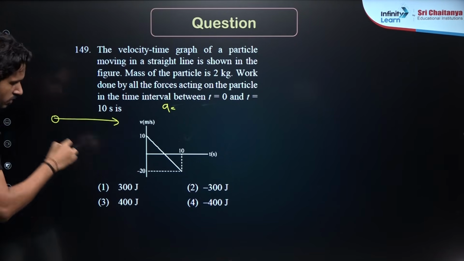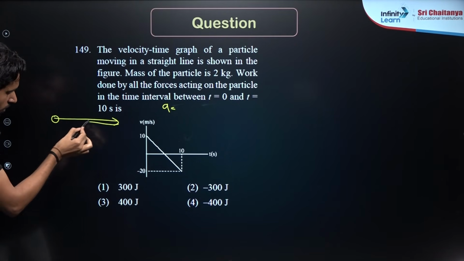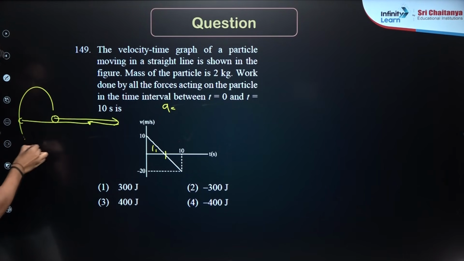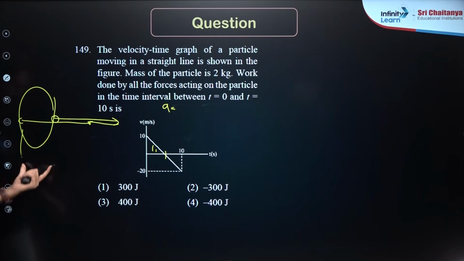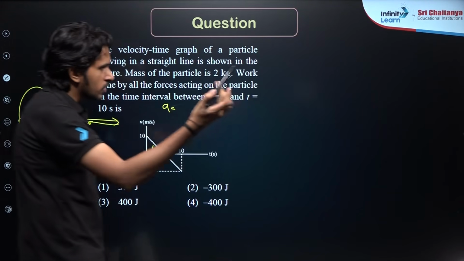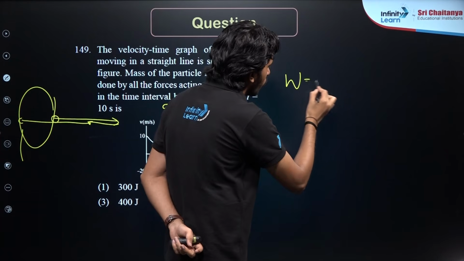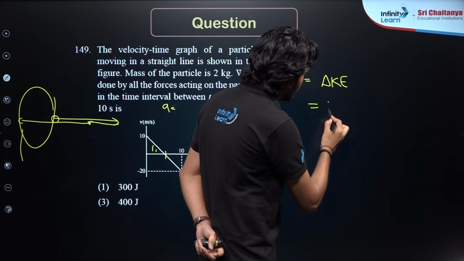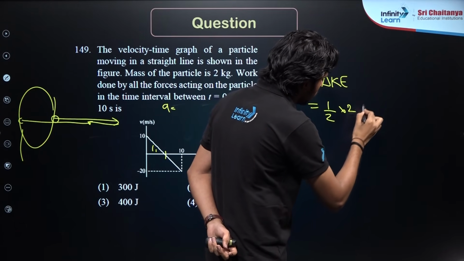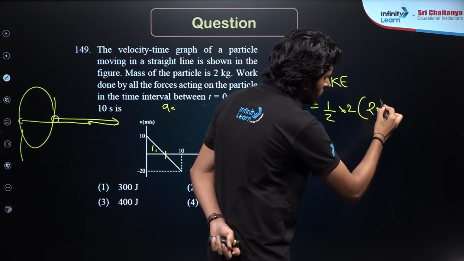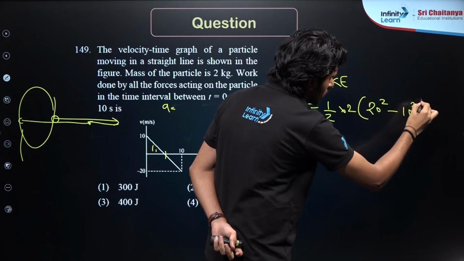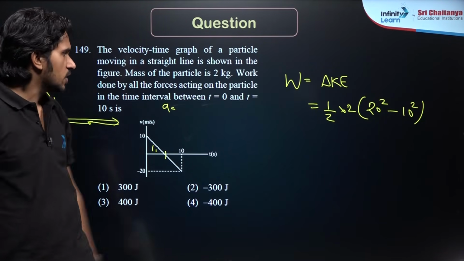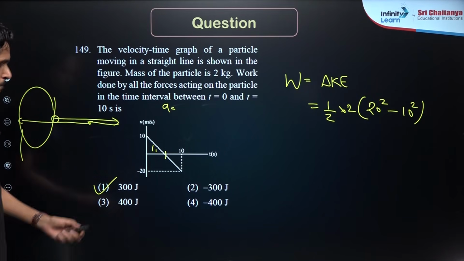That means it is going in this direction and then coming back. See, after this point it is coming back, and net work done will be this amount of work. This will be net work. But we know one more thing, that work done by all the forces will be delta KE, change in kinetic energy. Half m, mass is 2 kilograms, v final is 20 meter per second, v initial 10 meter per second. So 20 square minus 10 square, 400 minus 100, 300. So 300 is the answer. Got it?